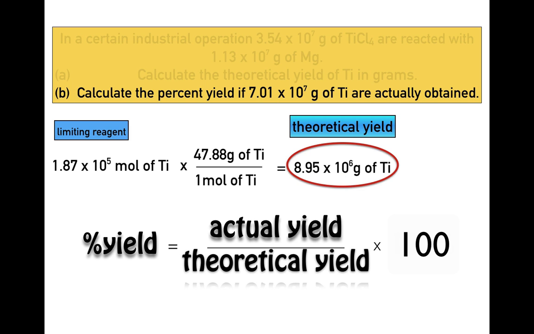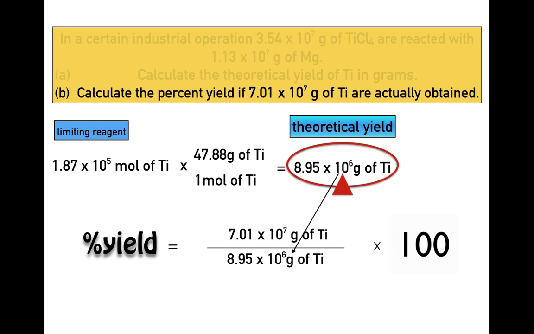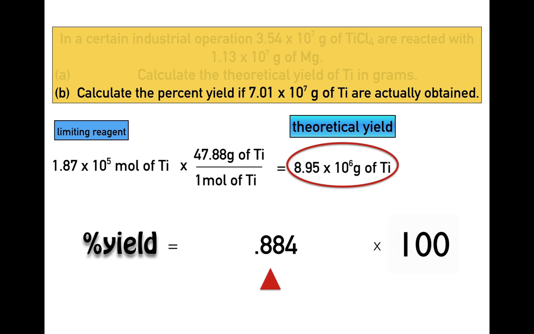So you see here I have my actual yield divided by my theoretical yield, and this is the decimal that I get, times 100. I get 88.4 grams. Okay, I'm sorry, 88.4% yield. So that means when I actually performed this experiment, I achieved an 88.4% yield from my theoretical. That's pretty good actually. And that's how you work out a percent yield problem.